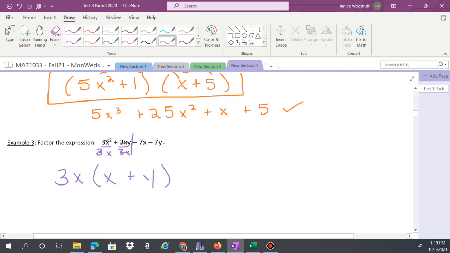What about here? Negative 7x minus 7y. Negative 7. So good foresight in seeing that it needs to be negative because, remember, this has to be the same. So we need this to be positive. If we take a negative 7 out, that will happen. Negative 7x divided by negative 7 is positive x. Negative 7y divided by negative 7 is positive y. And then you have the x plus y.